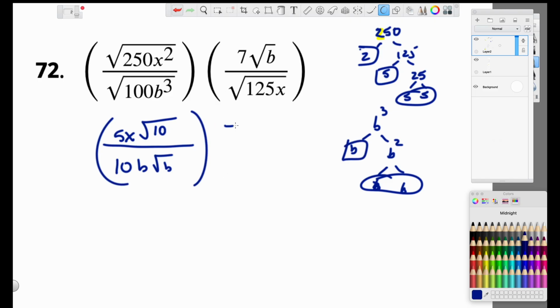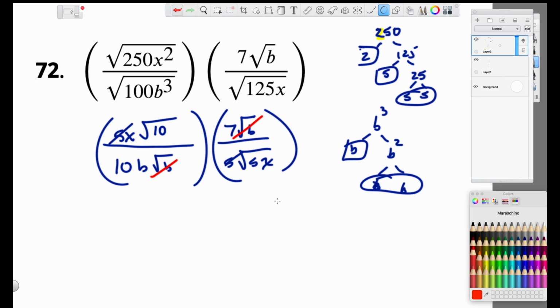And then we've got 7 root b, nothing to do there. And then this one, 125, we already know 125 is 5 times 5 times 5. So 1 5 comes out, 5 stays in, and this x stays in too. That didn't come out. Now we're multiplying these. Now before we do that, does anything here simplify? Well, I see 5's cancel. I see these b's right here, root b divided by root b. That's going to cancel.